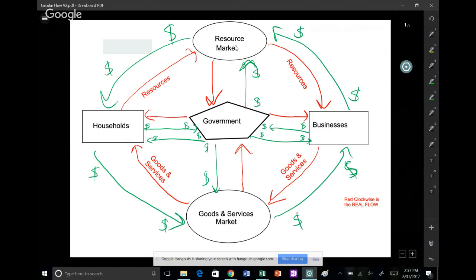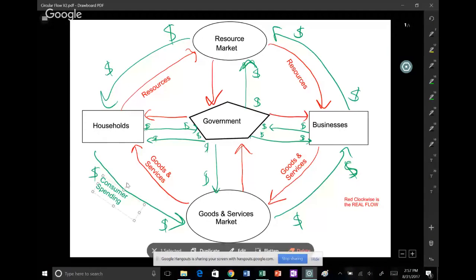We're going to go to the money flow. And actually, that's not where I want to start. I want to start over here. I want to start with the households and follow the path. This here is consumer spending. Folks, the green arrow that we see going out of the households and into the goods and services market is what we call consumer spending. Households spend their income on final goods and services, as we mentioned earlier, and that's what that's showing.